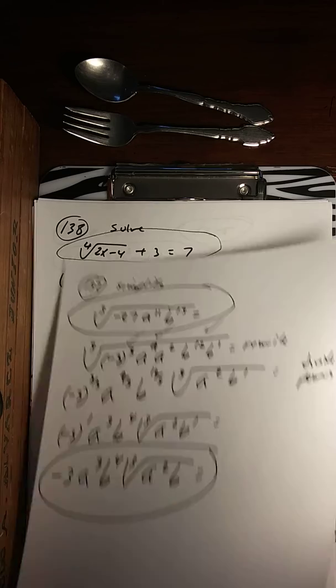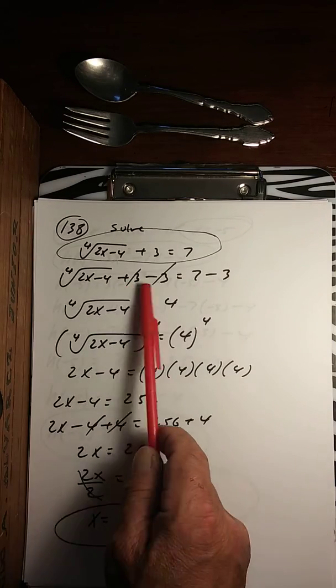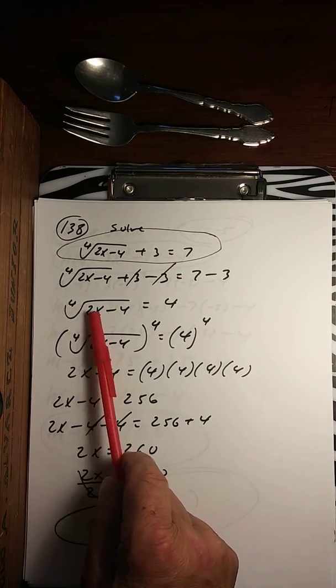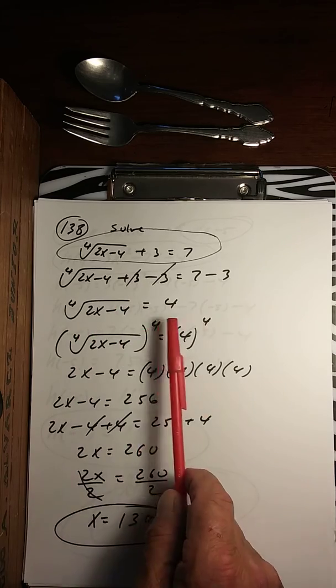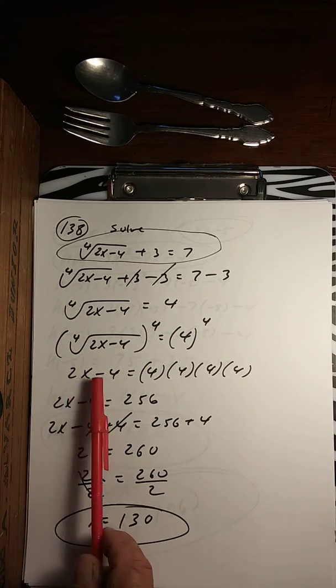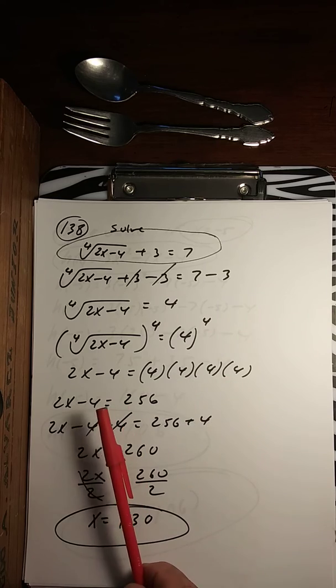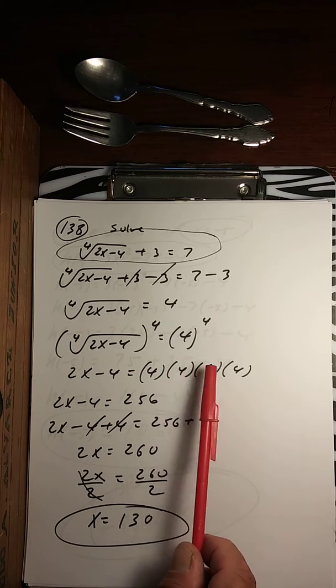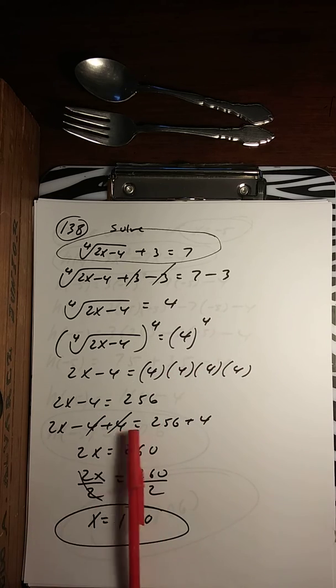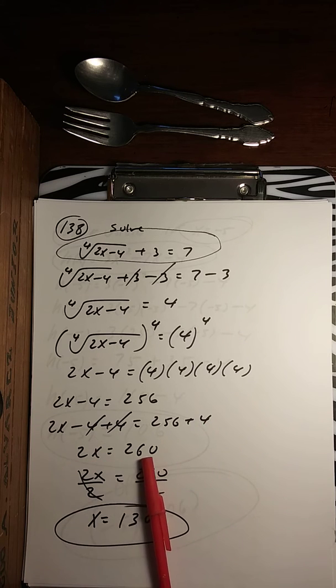That's it. This one, minus 3, so they have the fourth root of this. Now we raise to the power 4 to get rid of these right here. 2x minus 4 equals 4 to the 4th, which is 4 times 4 times 4 times 4, which is 256. Add 4, so 2x equals 260. Divide by 2, so x is 130.